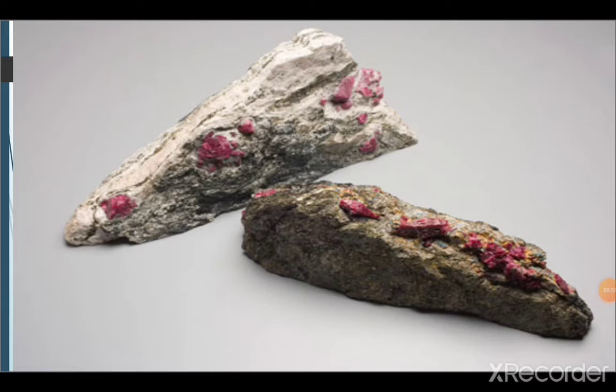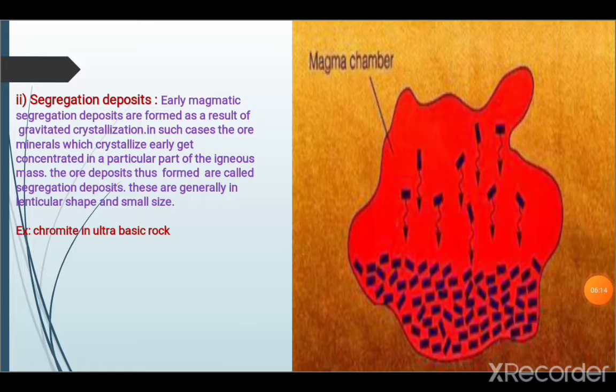Another example of dissemination deposits is corundum. Here we can observe the corundum deposits. These are more or less evenly spread in the rock. The rock structure is a small pipe-like mass.